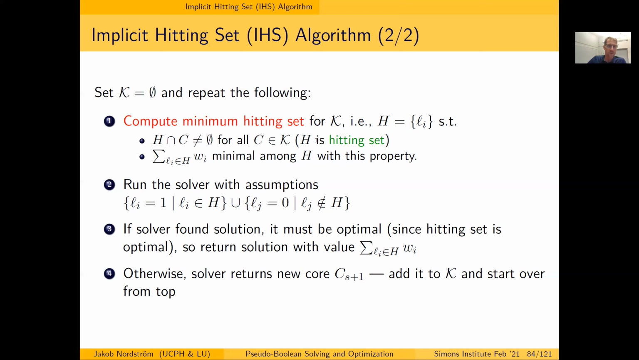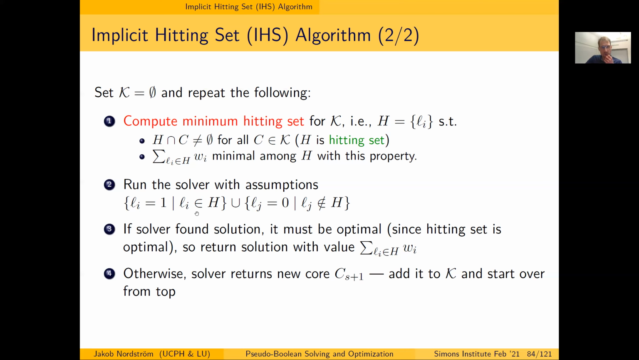And we're trying to do it. The fact that we're using a minimum weight hitting set means that we're trying to falsify soft clauses in the cheapest way possible. And once we figured out this minimum hitting set H, we run the solver with this assumption. So the literals in the hitting set, we'll assume them to true. We take the penalty. Everything else, we try to assume to false.